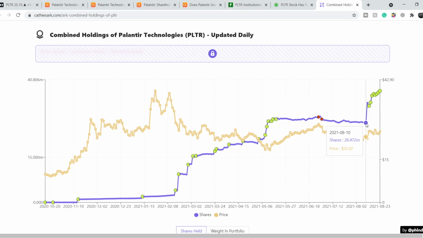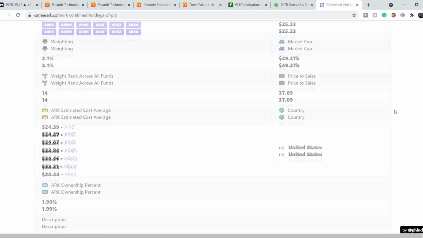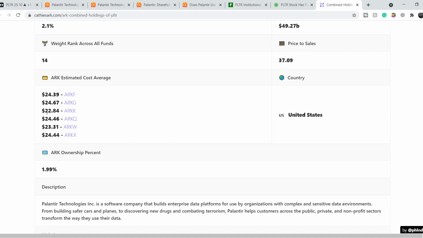And as you can see right here on this chart, from the 10th of August, at that moment they had about 26.47 million shares. For now they have more than 37 million shares. They added about 10.5 million shares during this period, and the value of this entire portfolio, only from this point to this one, is more than $250 million. And right here you can see their average price, and it is around $24, from $22.8 to $24.4, and it is slightly below our current price, but still we are very close to ARK investment fund's average price.